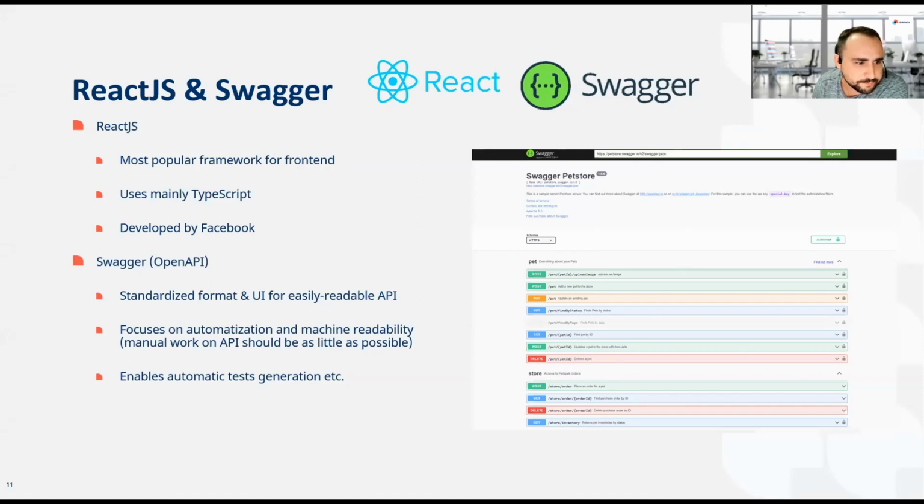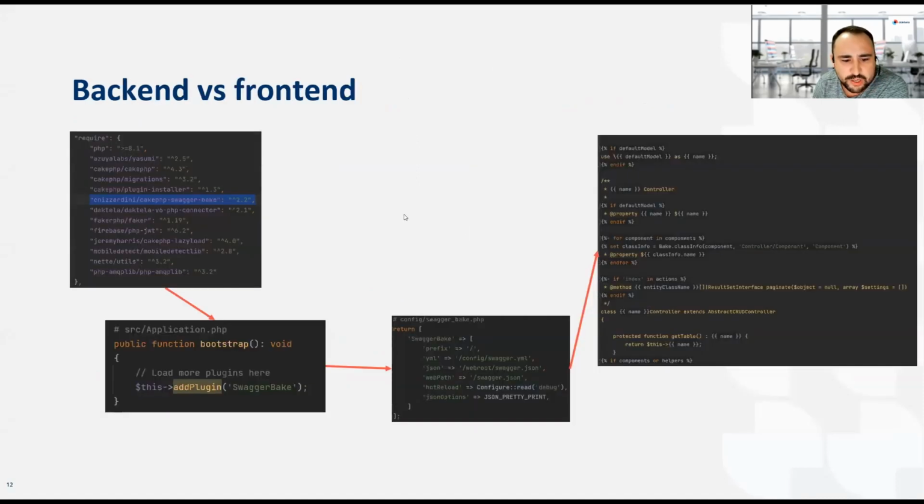How do we do it? So in the project, what we are using is a library called CakePHP Swagger Bake. It's something that really helps us automate all the tasks. How do we implement it? First step is that you just put it in the composer. You initiate it in the application PHP file in the Bootstrap part. You just load it as a plugin, so this is add plugin Swagger Bake.